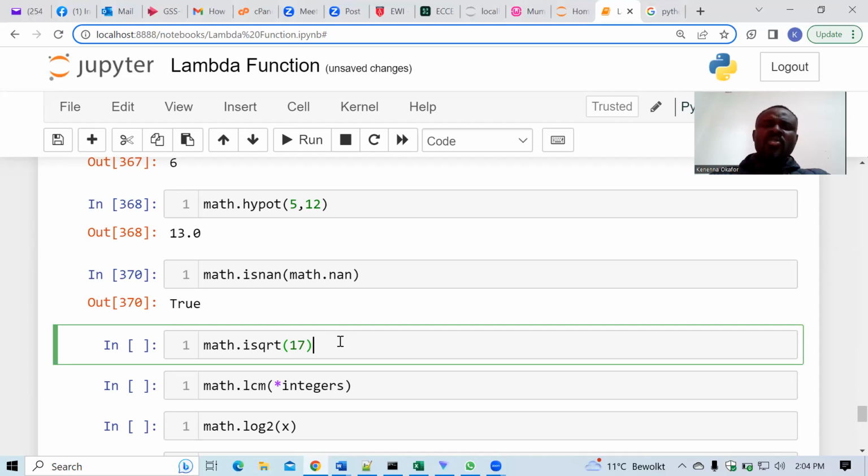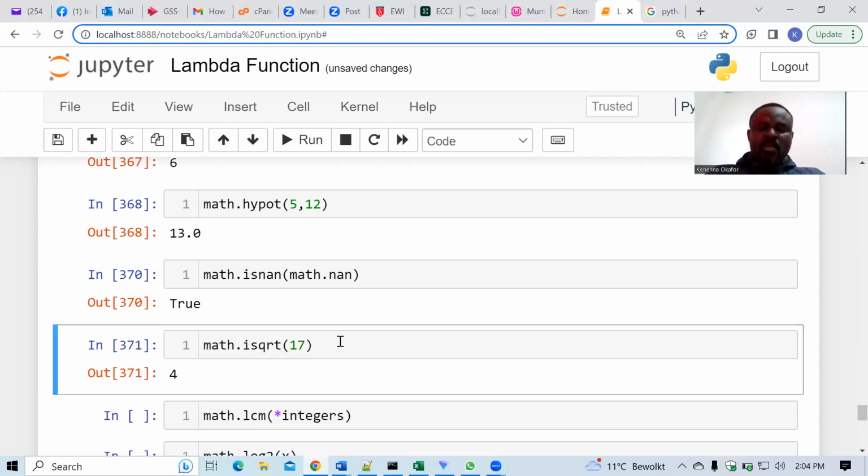16, that should be. So what's the square root of 16? 4. We'll see if that's the answer. We'll see that it is 4. So please, the I here simply stands for integer square root. It floors or rounds down the square root of the arguments provided.